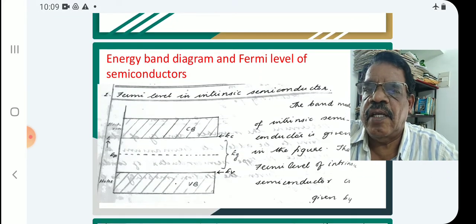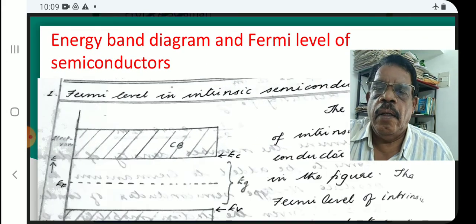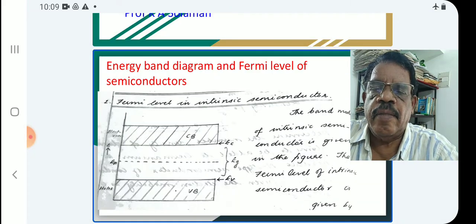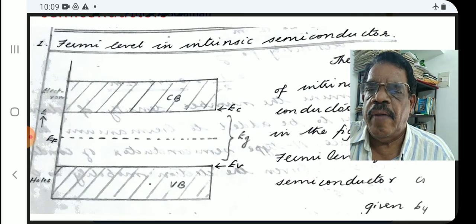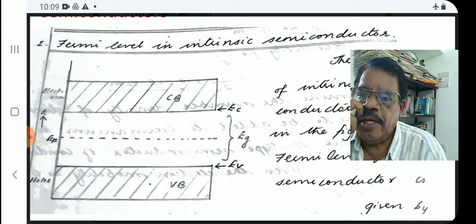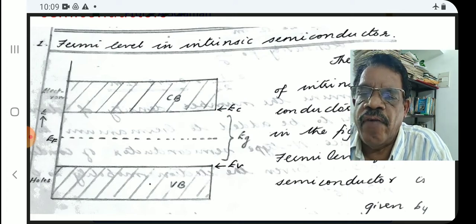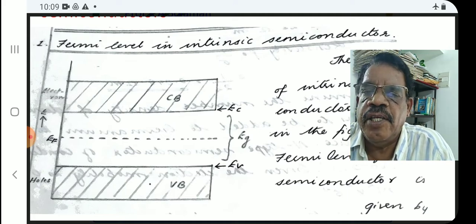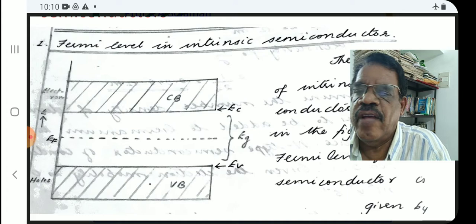So at first we can see the energy level diagram of intrinsic semiconductors. You look here, the bands are shown. The top band is the conduction band, the bottom band is the valence band. The forbidden gap, the semiconductor energy gap, is written as Eg. The top of the valence band is marked as EV, and the bottom energy of the conduction band is marked as EC. Energy is taken along the y-axis.